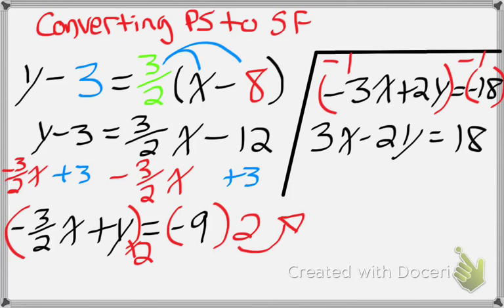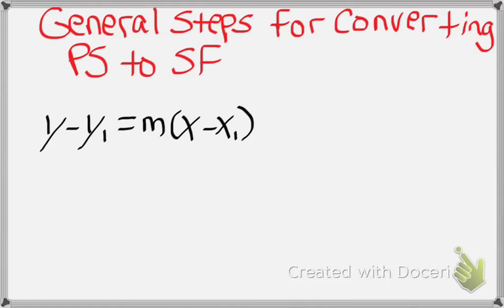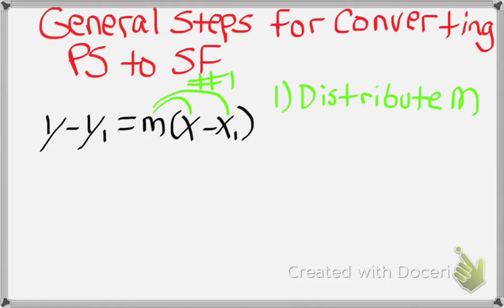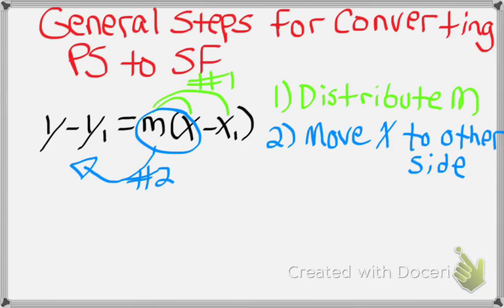Now I'm going to give you some generic steps for standard form. Some general steps for converting point slope to standard form. Step 1 was distribute m. That was the same first step as before. Step 2: whatever you have for mx, remember you distributed it, so you have m times x. You're going to move that to the left side. So step 2 is move x to the other side.